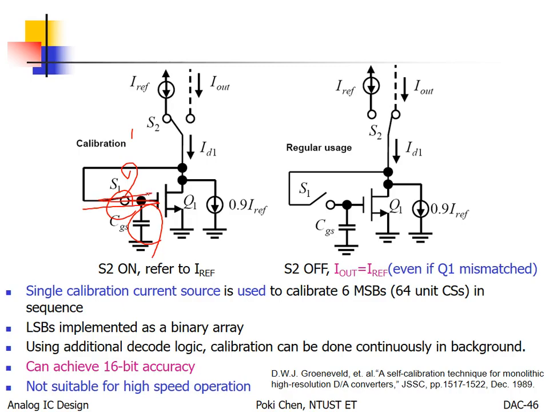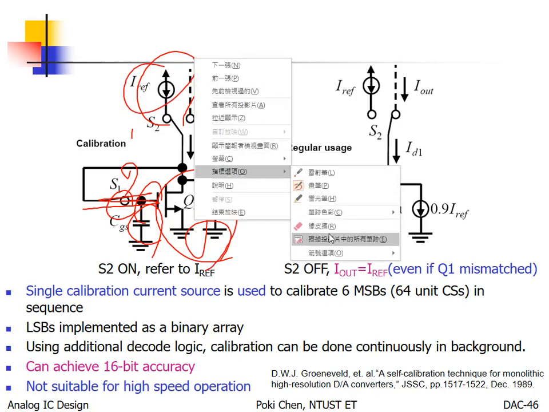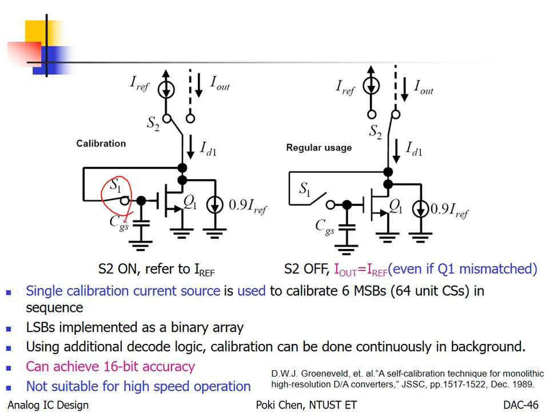After turning on to be calibrated by iReference, the voltage is perfect to conduct the exact current. But after turning off, some electrons of your switch will be pushed into your gate capacitor. Because they are electrons, the gate voltage will be lower than the ideal value. Wow! Not only charge injection, but also clock feedthrough has the same impact.